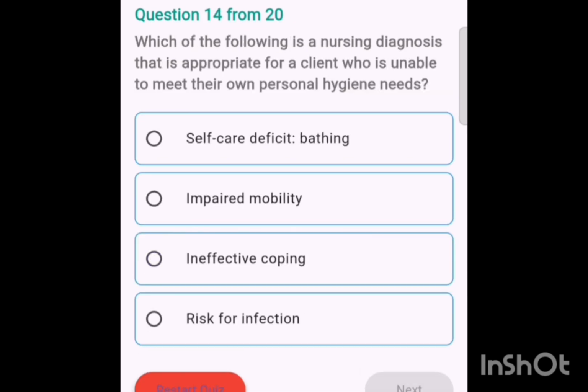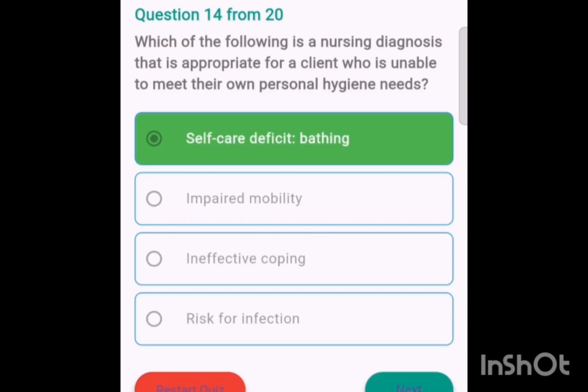Question number 14. Which of the following is the nursing diagnosis that is appropriate for the client who is unable to meet their own personal hygiene needs? Options are self-care deficit, impaired breathing ability, ineffective coping, and risk for infection. The correct option is self-care deficit, because the nursing diagnosis self-care deficit describes the client's inability to maintain personal hygiene as needed.